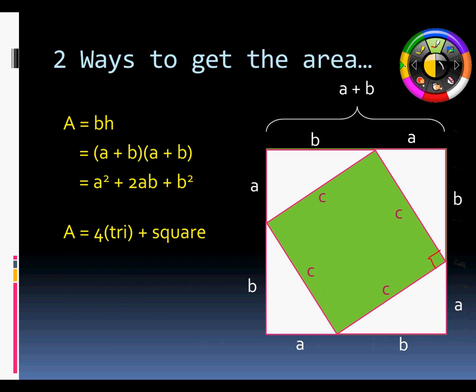But what is the area of my triangles in here? Well, the area of a triangle is 1/2 base times height, which in my case is 1/2, and the base is A, and the height is B. I get 1/2 AB. In a right triangle, the base and the height are the sides, and I get 1/2 AB for each one of these triangles.